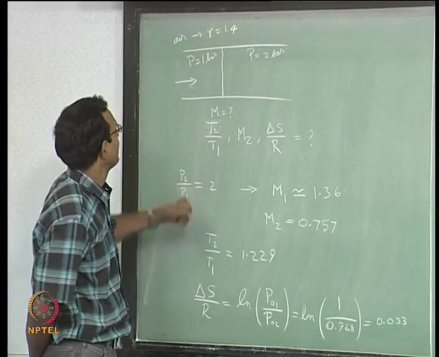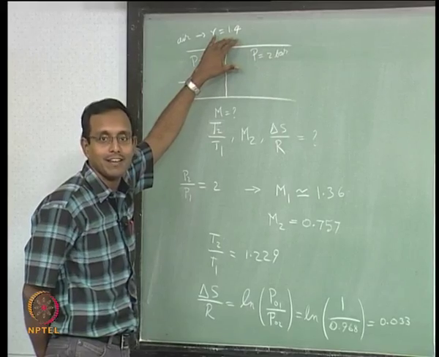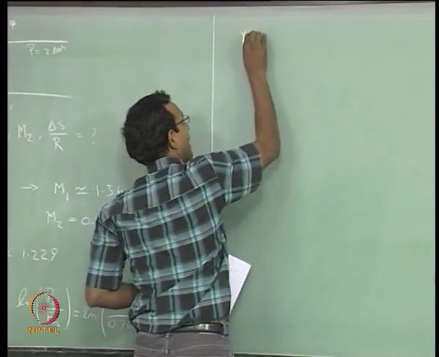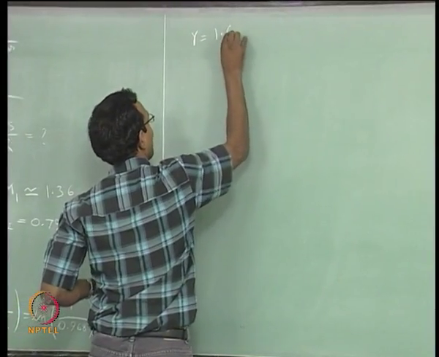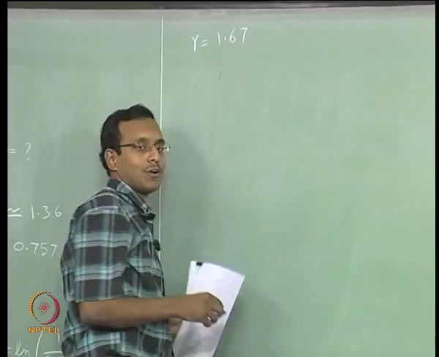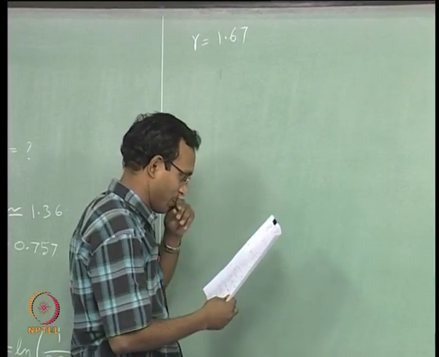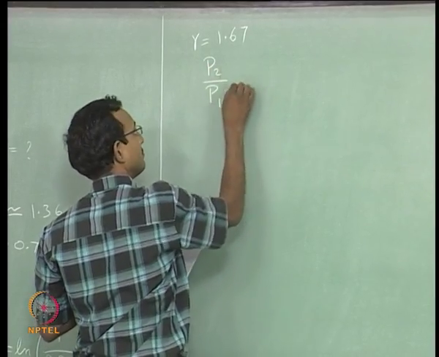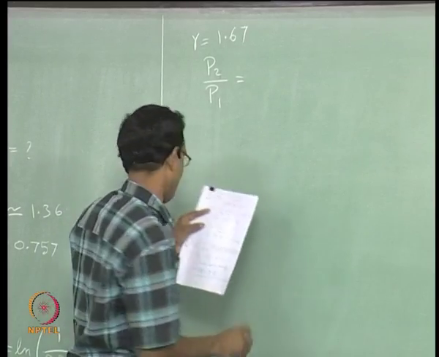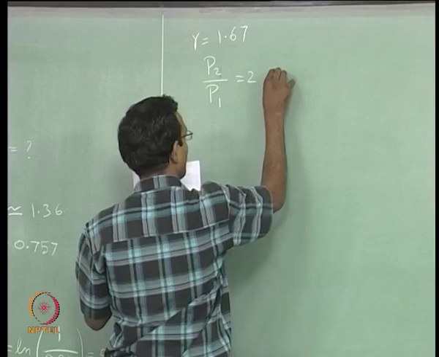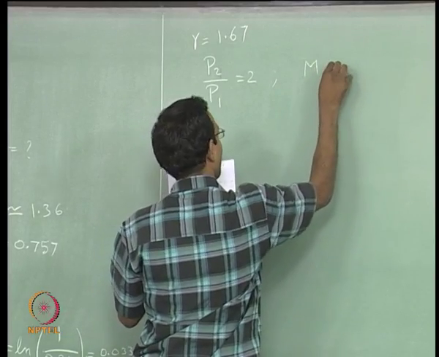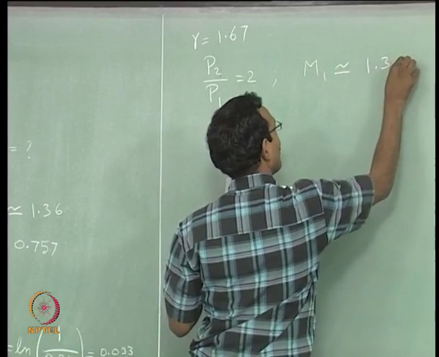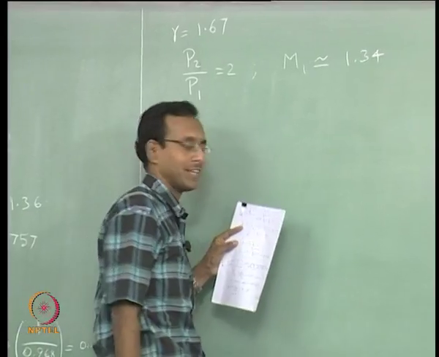what if I say that my gamma is not 1.4, it is not air, but it is argon. Argon is a noble gas, so gamma is 1.67 or 5 by 3, 1.66 or 1.67, whichever you pick. So I solve the problem with the normal shock table for this gas, with the exact same procedure. P2 by P1 is still 2. So for M1, I find the closest match, which happens to be 1.34 for this particular gas.